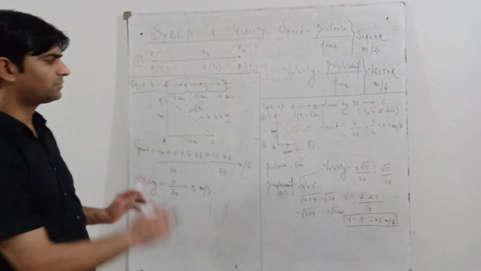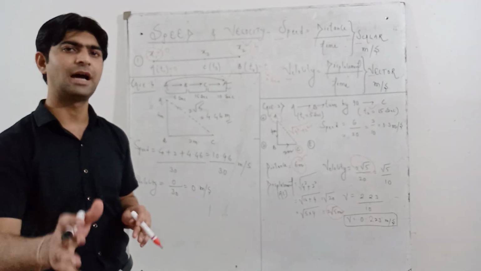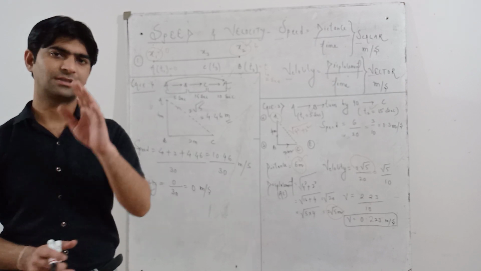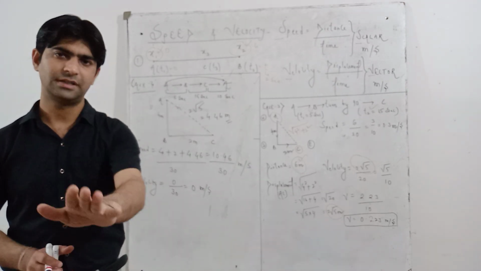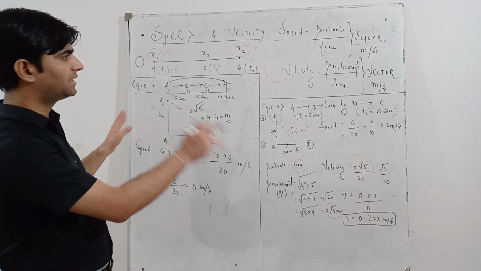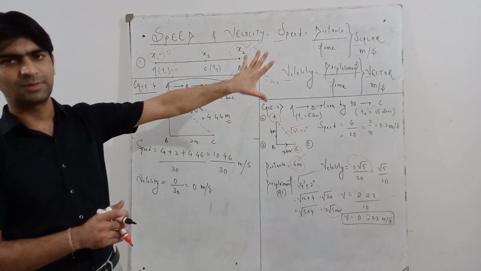So from these 4 cases, I think it is very clear to you how to calculate speed and velocity and what the difference between speed and velocity is. Speed is a scalar quantity and velocity is a vector quantity. So these are the different cases.